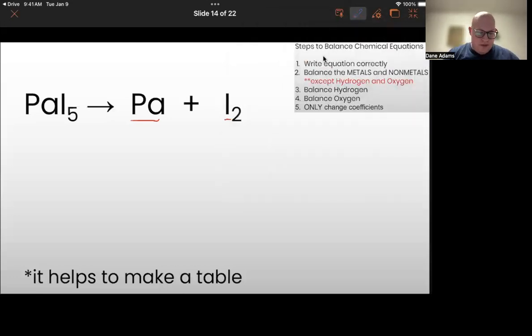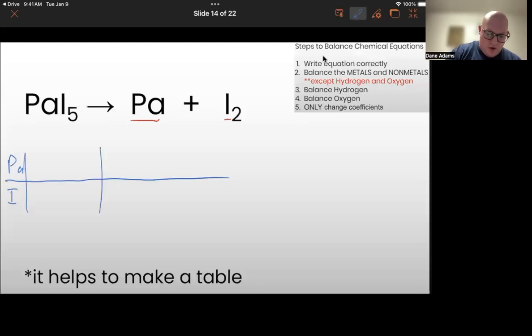Let's do the same thing. Let's make a little table. Only have 2 elements to worry about. I like to put the metal first before the non-metals. I've got 1 Pa on both sides, 5 iodines on the left, and 2 on the right. So my steps would tell me get the metals done first, but the metals, as it currently stands, are done. So I can't really do anything there. I have to move on to the non-metals.